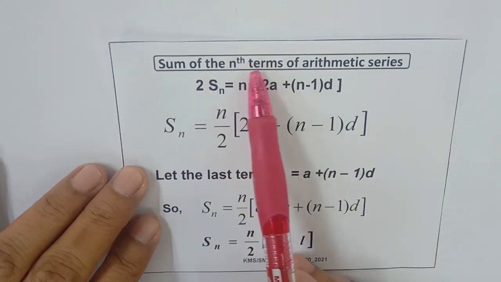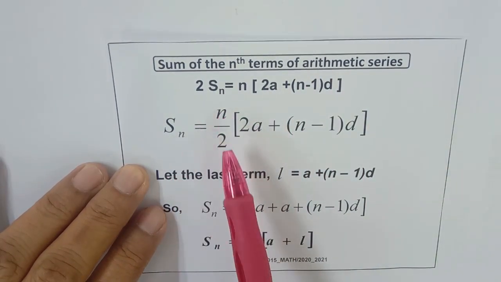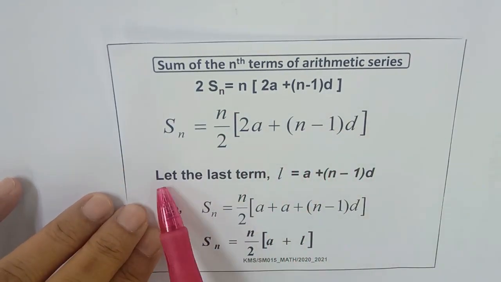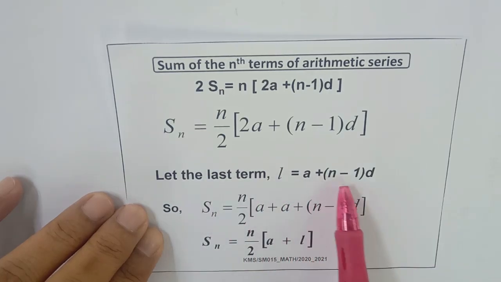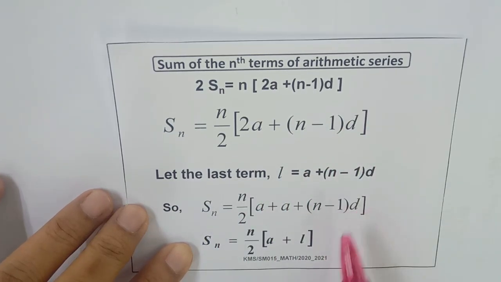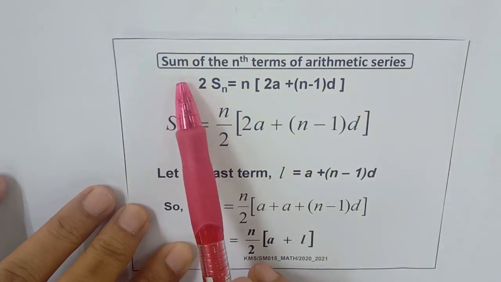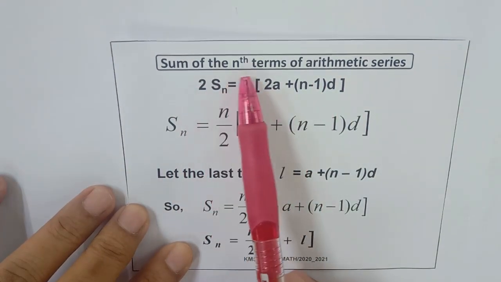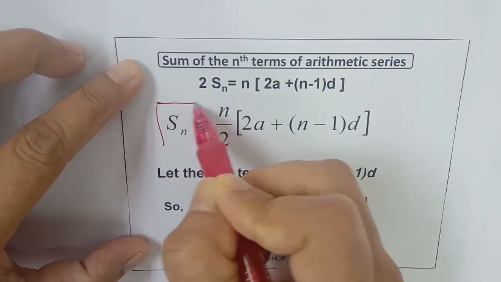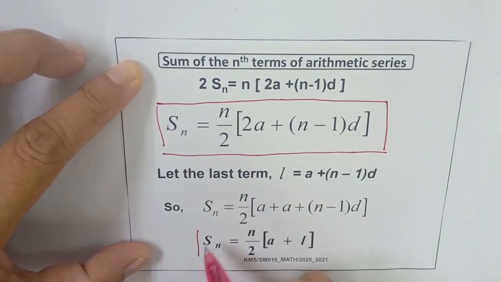And the sum of the nth term of an arithmetic series is Sn equal to n over 2 times 2a plus n minus 1 times d. Or if we let the last term l equal to a plus n minus 1 times d, the first formula becomes the second formula, Sn equal to n over 2 times a plus l. So there are two formulas for the sum of the nth term of an arithmetic series. First formula and second formula.